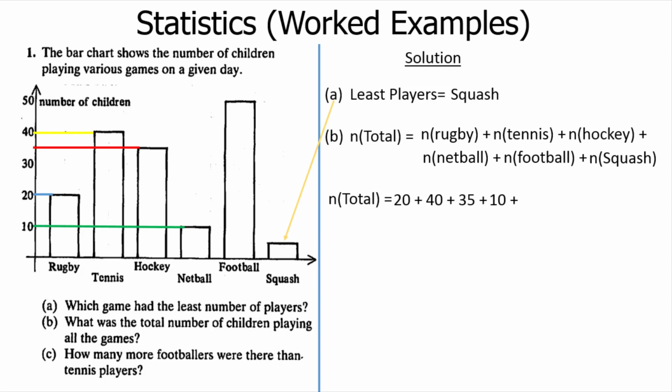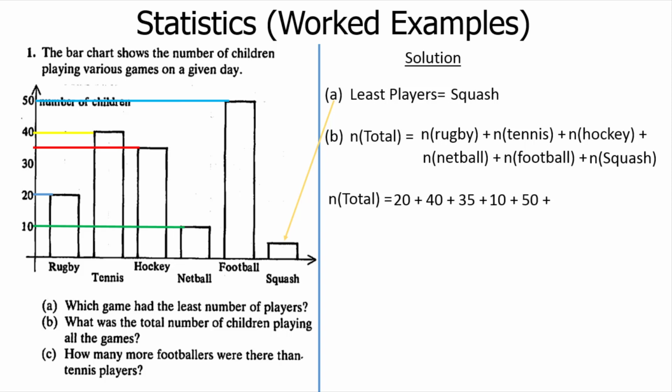Football is going to be that's the longest one. We'll take our ruler there and put the tip of our ruler to be parallel to the tip of the football bar, and then we rule a line to meet the vertical line, to meet the number of children, and we can see it meets it at the 50 number mark. So that'll be plus 50.